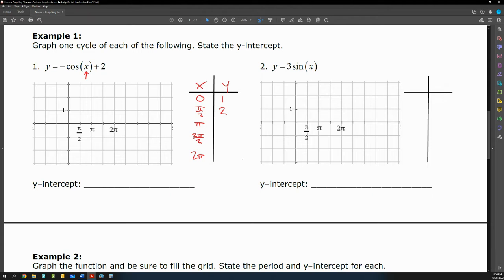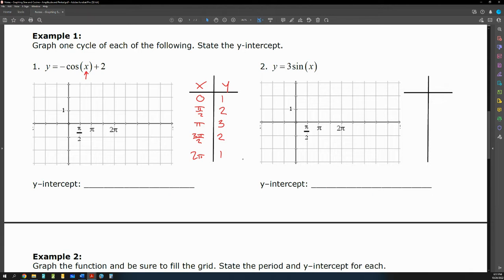Cosine of pi is -1. Make it negative is +1. And then add 2 is 3. Negative cosine of 3 pi halves plus 2. Well, we have cosine of 3 pi halves is 0. Make it negative is 0 plus 2 is 2. And then finally, evaluating for 2 pi, we get 1.